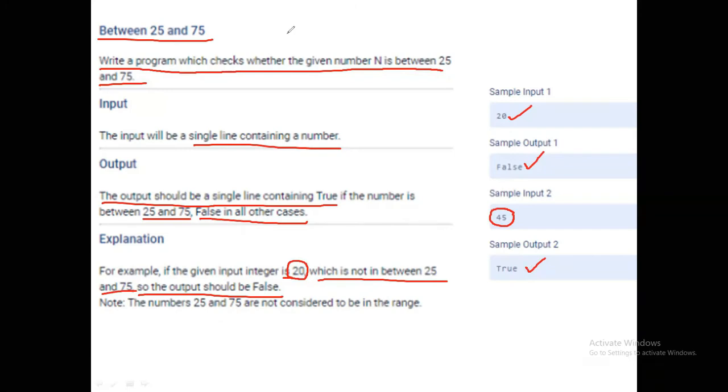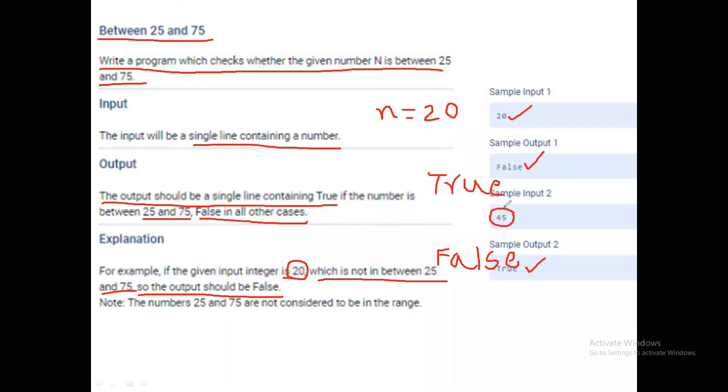Okay, so how do we solve this problem? We are going to read the n value. For example, the n value is 20. After that, here we are going to print two statements. One is true, another one is false. If we face these types of situations, we are going to use branching.